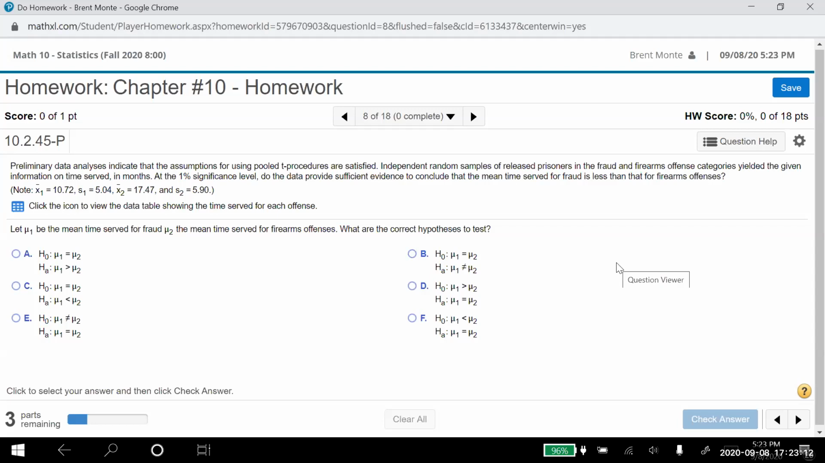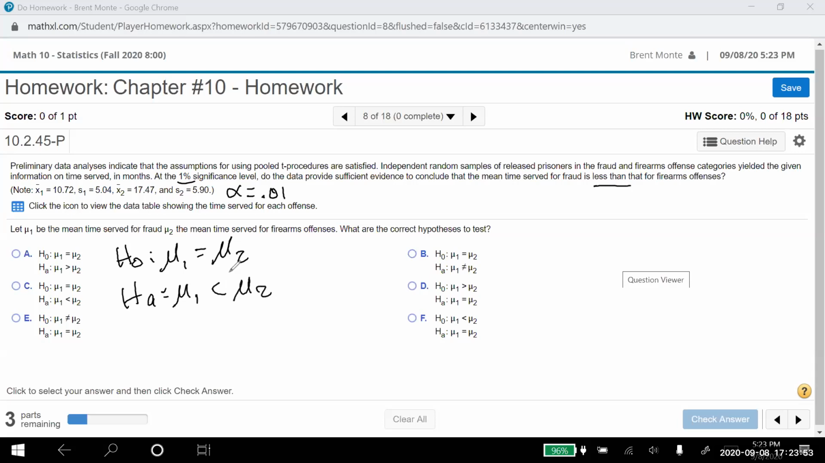Okay, so when we look at this, a couple things we want to make sure to note. When we open this up, they have fraud, then firearms. And then the question says, at the 1% significance level, so I know alpha is 0.01, do the data provide sufficient evidence that the mean time served for fraud, that was the first one, is less than that for firearms? So my null hypothesis is that mu sub 1, the average time for fraud, is equal to that of firearms. But the alternative hypothesis is going to be mu 1 is less than mu 2.